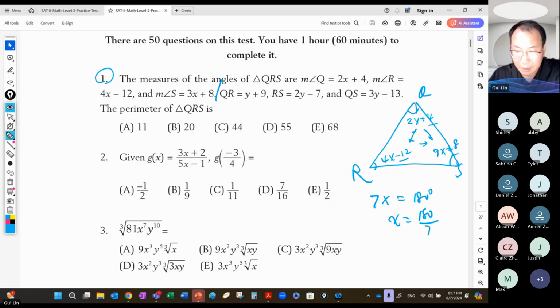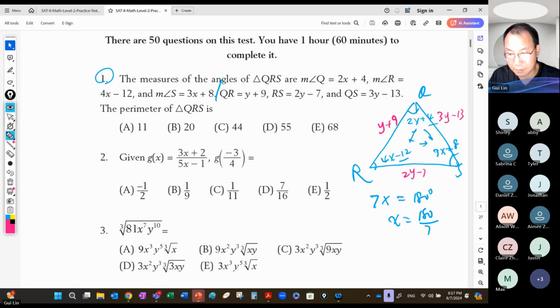Okay. All right. Second, triangle QRS. Let me use a different color. QR is y plus 9. RS equals 2y minus 7. QS is 3y minus 13.